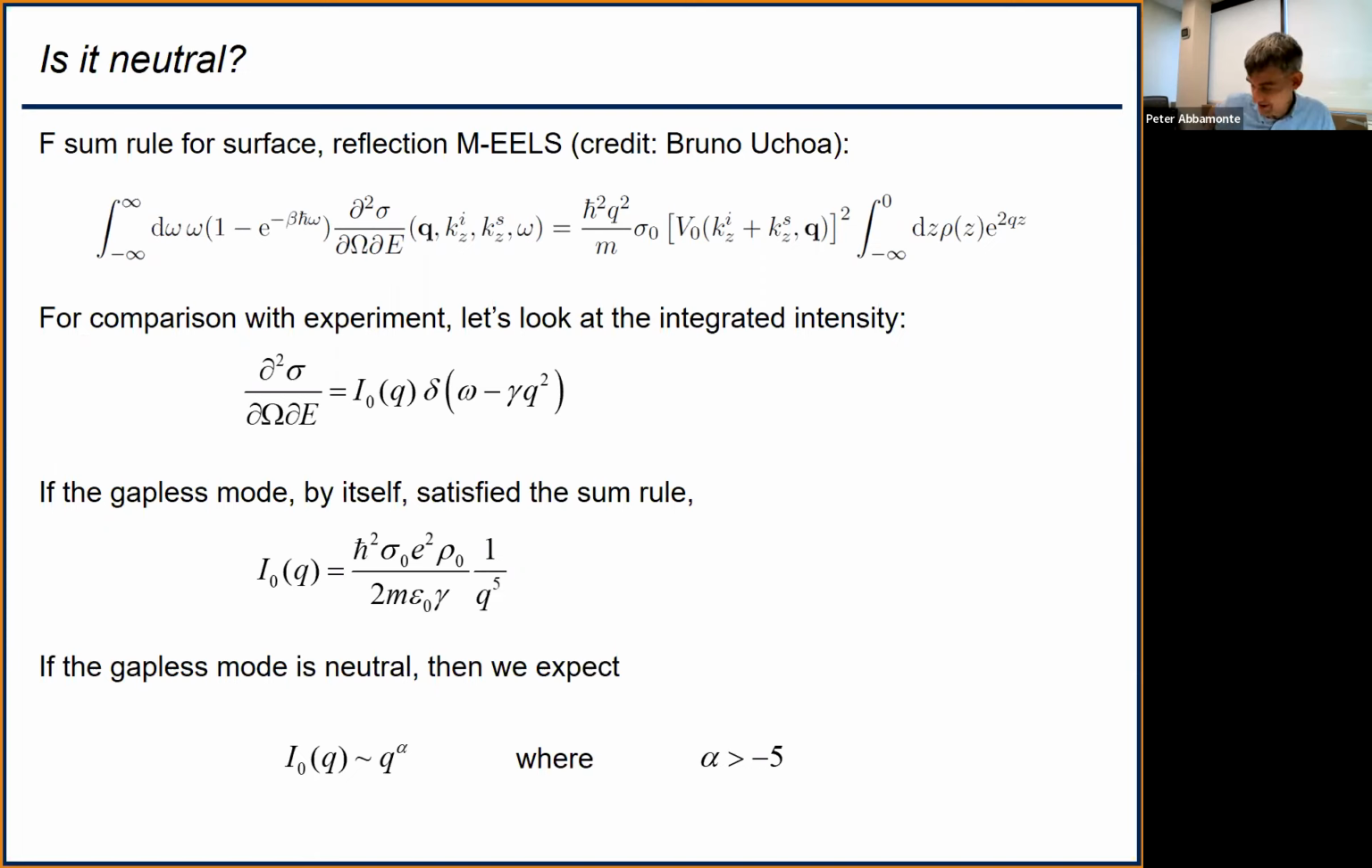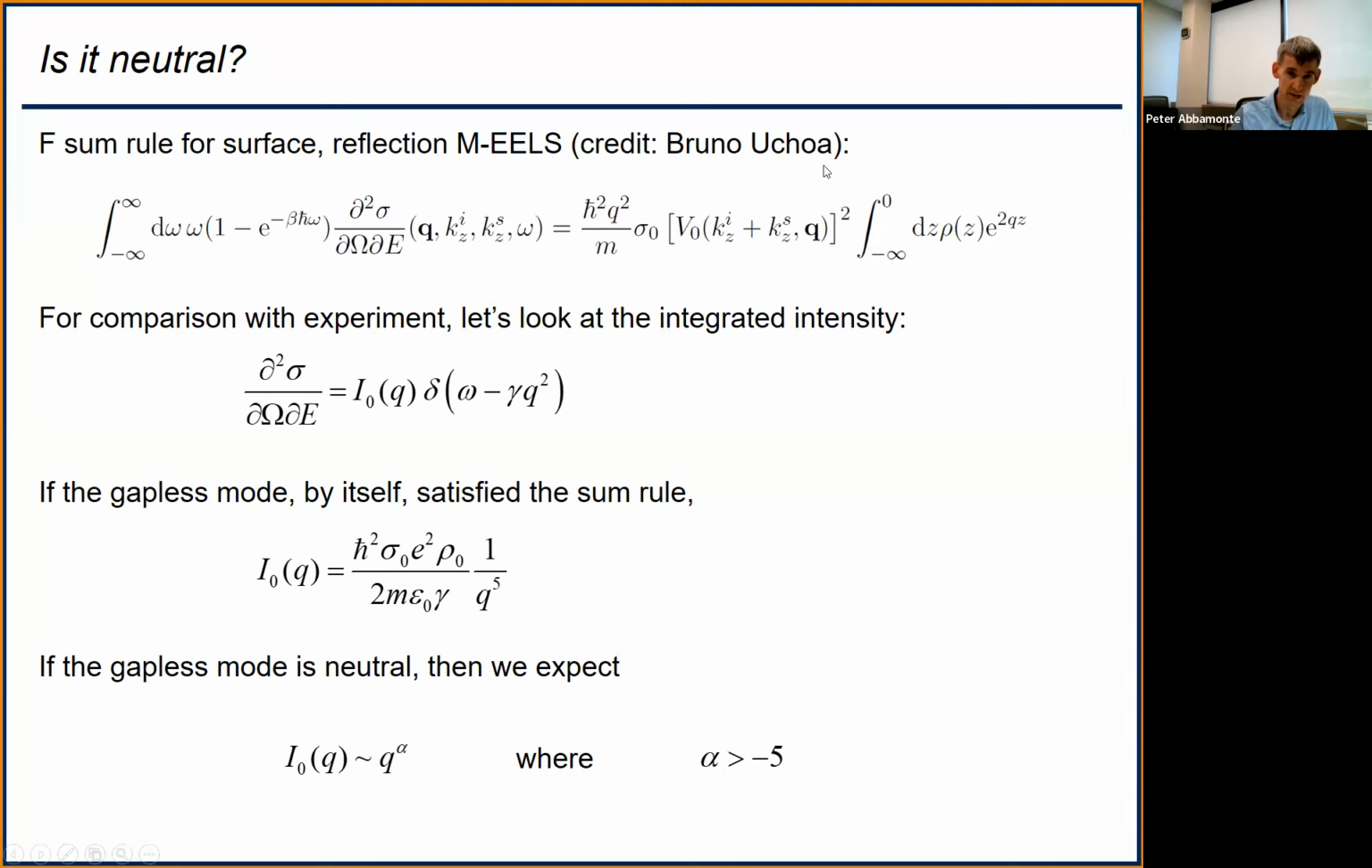So now we got to get into the weeds a little bit and recognize that the surface EELS measures a response function, but it's not the same response function as what you compute in RPA. So the sum rule it satisfies isn't just a simple integral, first moment integral is the density times Q squared. The actual sum rule is this.